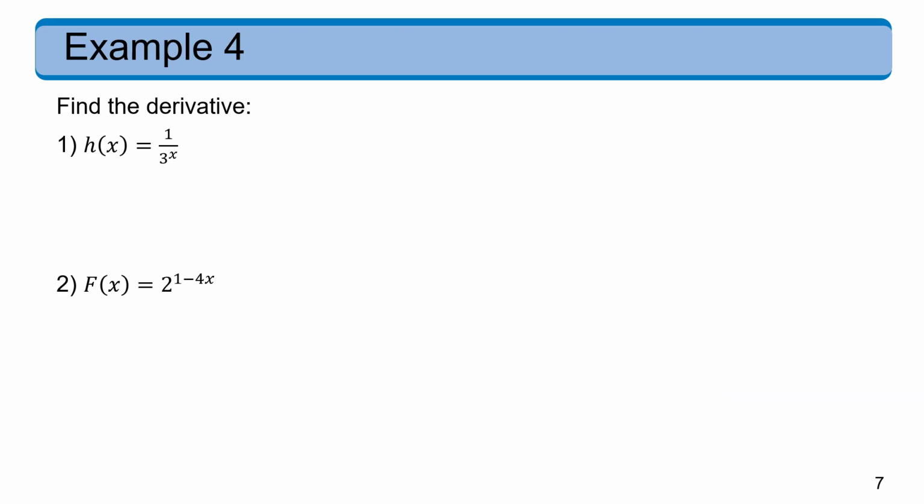Here's another example of computing some derivatives. So in this first function, you can see the big picture is we have a quotient. So you could use the quotient rule, and that would be perfectly fine. But this is one of those cases where you can get out of having to use the quotient rule by rewriting the function using a negative exponent. So we're first going to rewrite this function as h of x equals 3 to the negative x power.